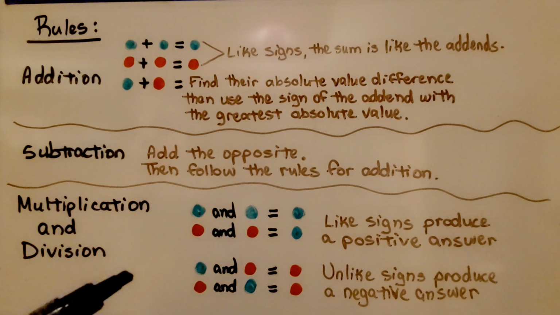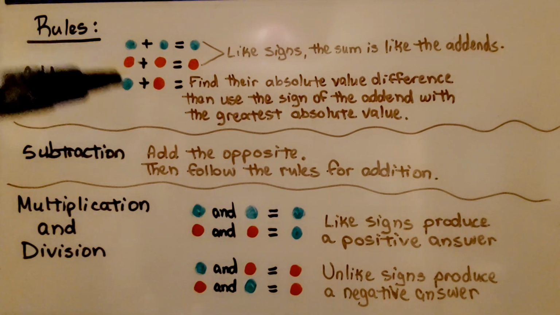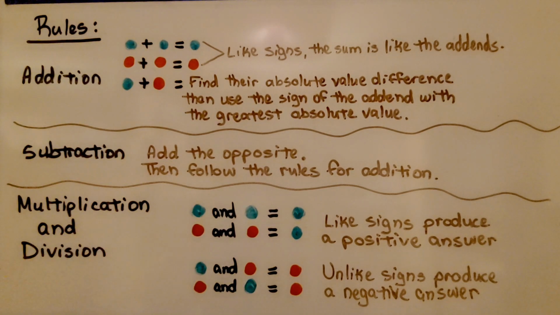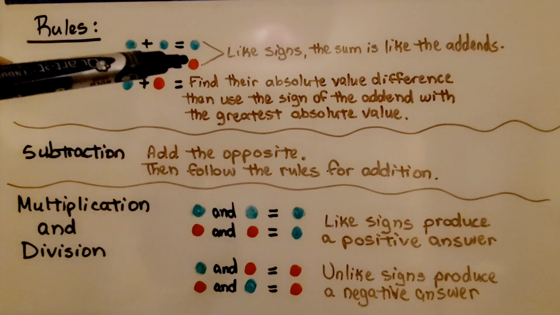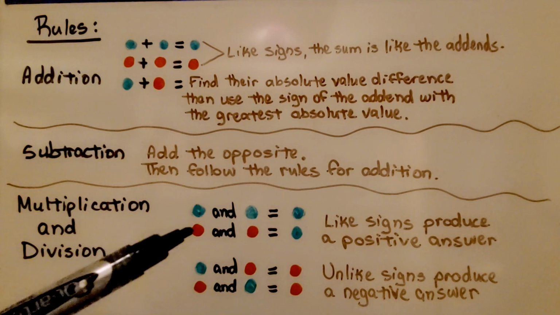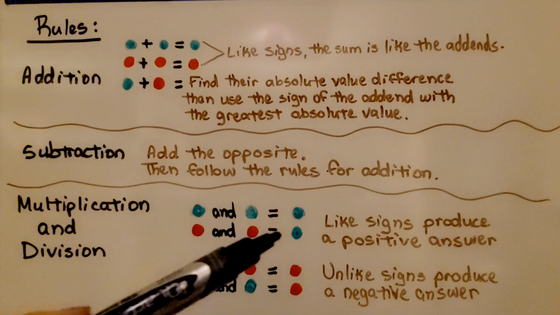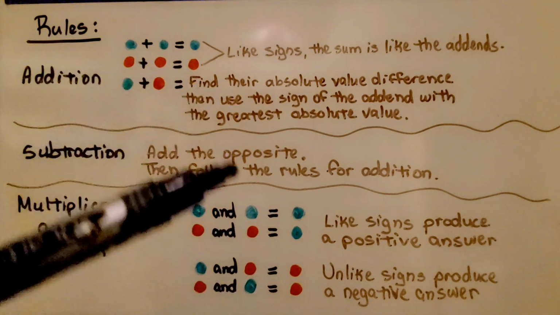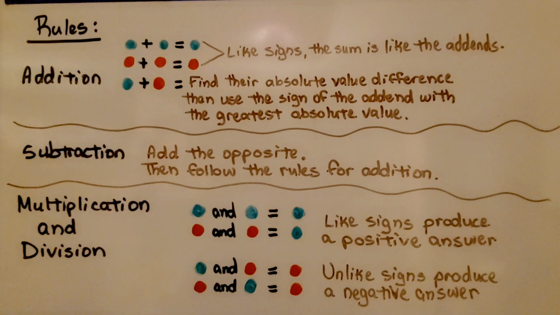And it's very important you remember that the addition and subtraction rules are different than the multiplication and division rules. Notice for addition, when we have a negative and a negative, it's going to equal a negative, but for multiplication and division, a negative and a negative will make a positive. These are not the same rules for addition and multiplication and division.